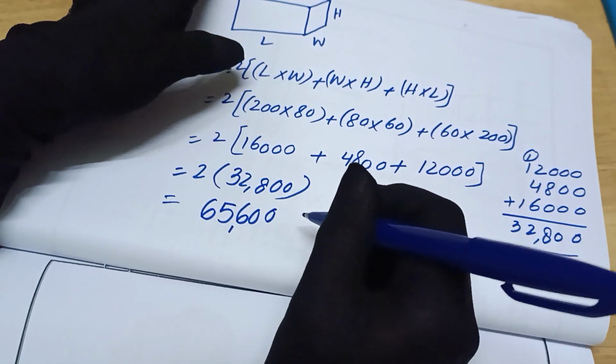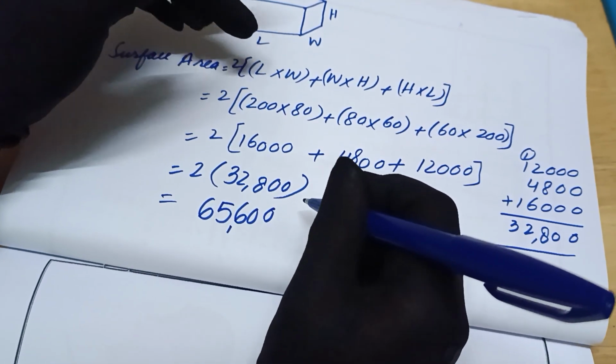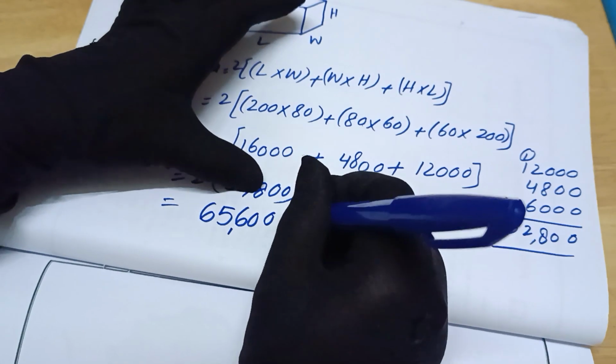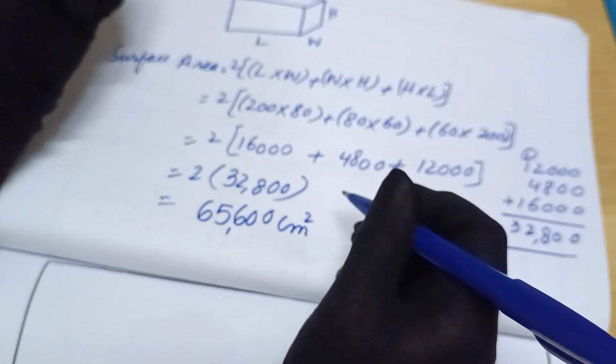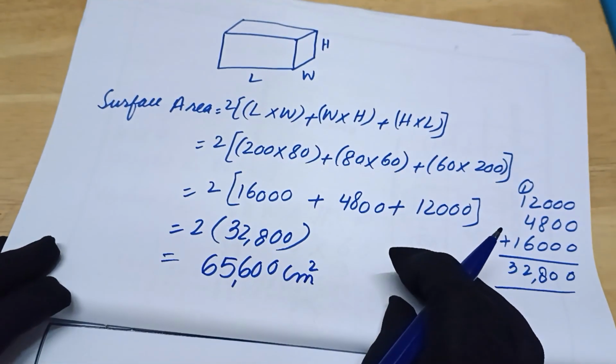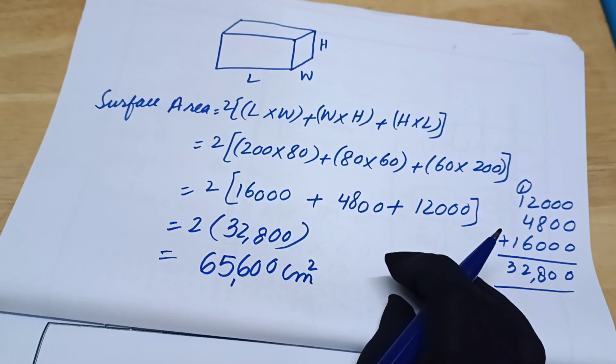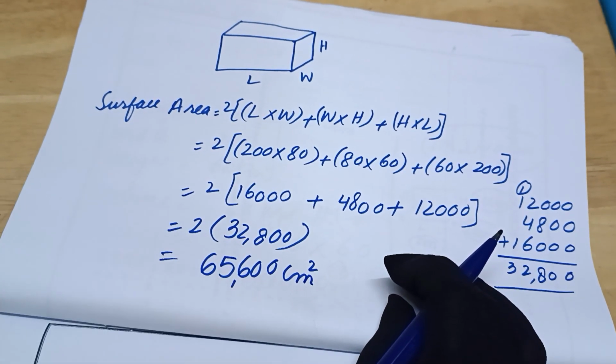So this will be your surface area. As surface area has the unit square, and the unit used here was centimeter, its answer will be in centimeter square. This one will be the answer for the surface area of the given cuboid.